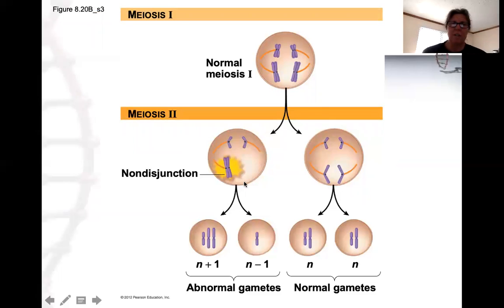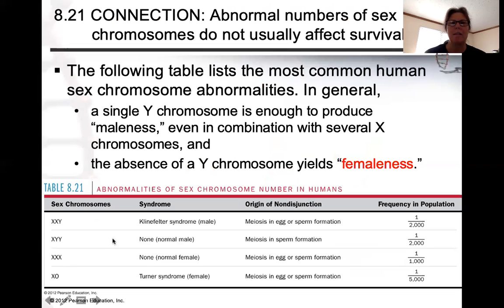So when we have non-disjunction in meiosis 2, we have a 50% chance of a normal outcome and 50% chance of abnormal. And again, this is not all your sperm. It would just be like one of the basically stem cells that will make sperm that has that error in its process.